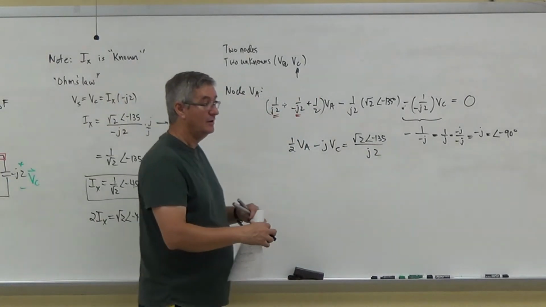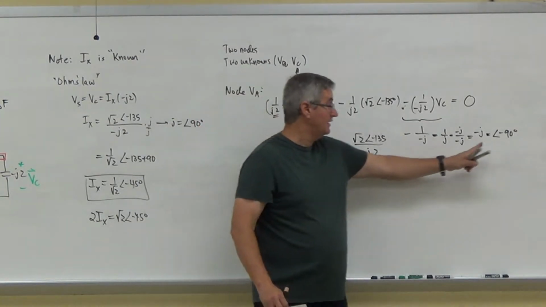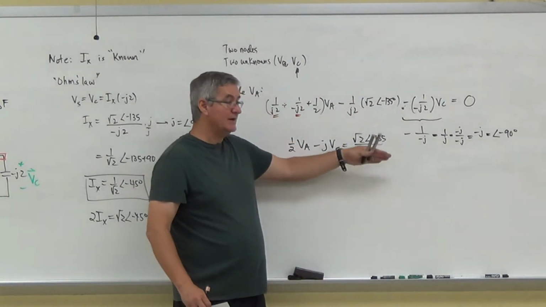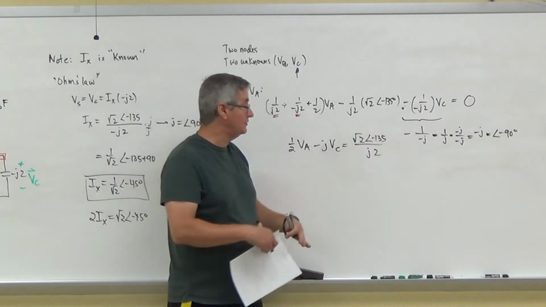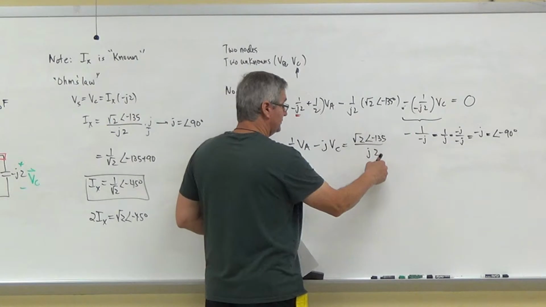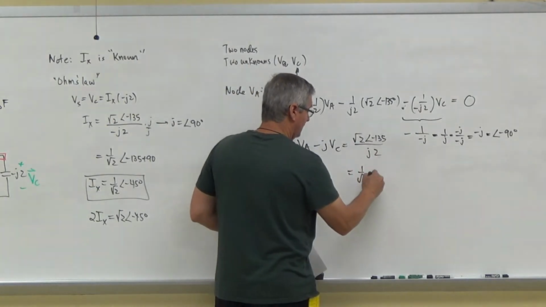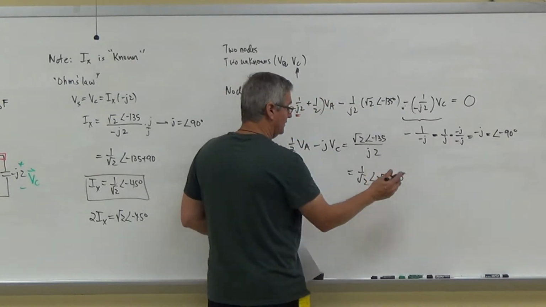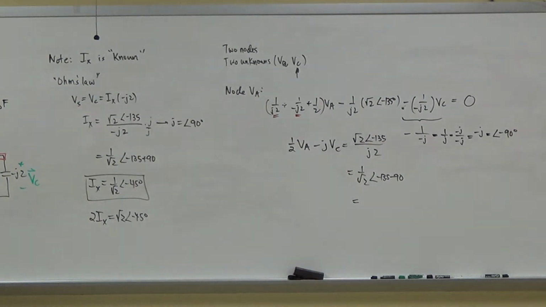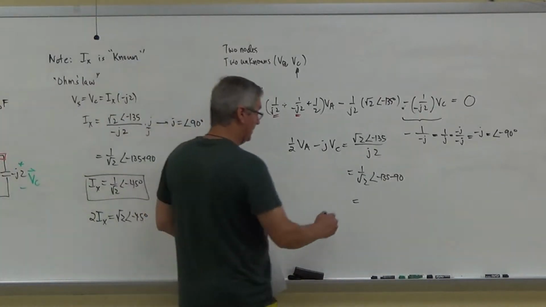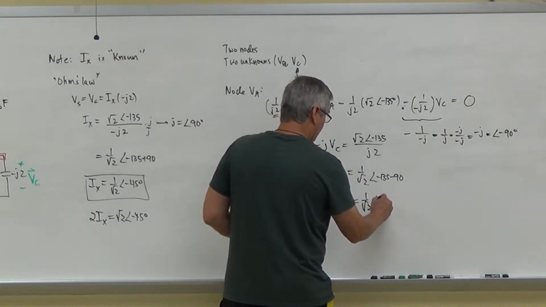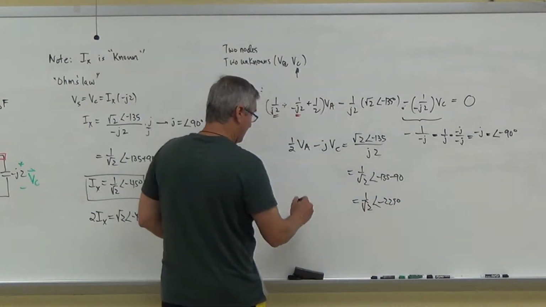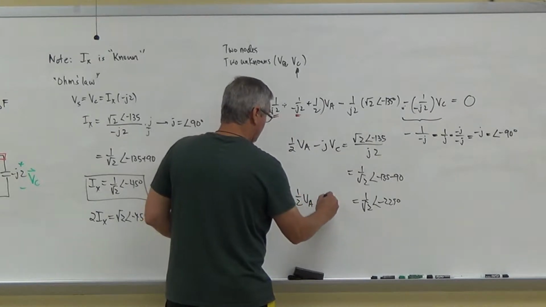Now, look at that J. That J is the same as 90 degrees, but when I bring this up, it's negative 90 degrees. So then I get the square root of 2 over 2, which gives me 1 over the square root of 2. Then I get minus 135 minus 90. And so the source here is, what is that? 225? Okay. So then I'm going to get 1 over the square root of 2 at 225 degrees. And then I have 1/2 VA minus J VC.